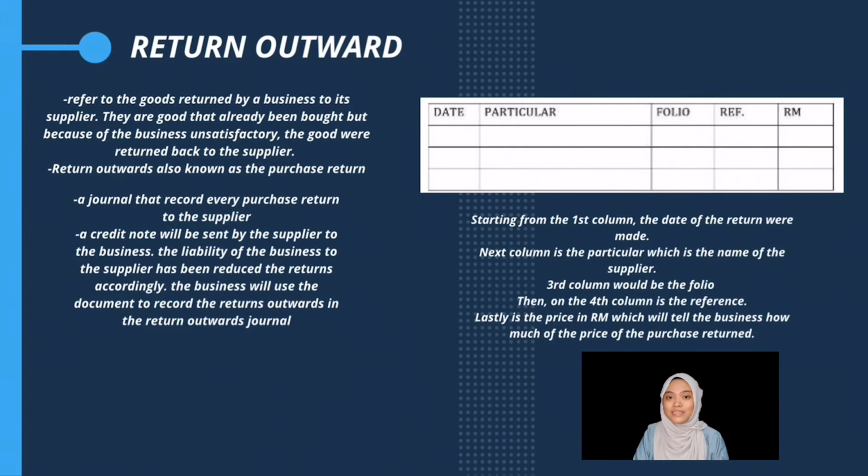Now this is what a return outwards journal looks like. Starting from the first column, the date the return was made. Next column is the particular, which is the name of the supplier. The third column is the folio. The fourth column is the reference. Lastly is the price in RM, which tells the business the price of the purchase return.